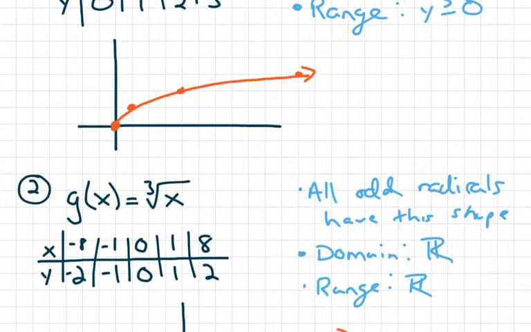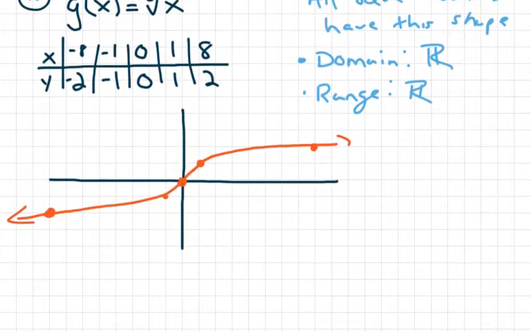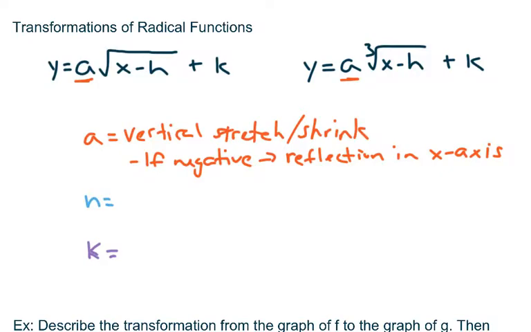Okay? Everything for, especially for even radicals, this one up here, this is always going out to the right. We're never going to have one that goes back out to the left. Okay, so keep that in the back of your mind. Vertical stretch and shrink, if it's negative, it's a reflection in the x-axis.